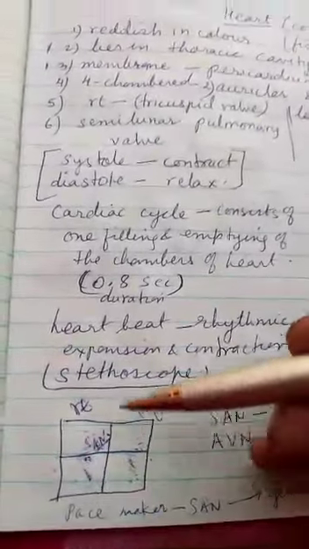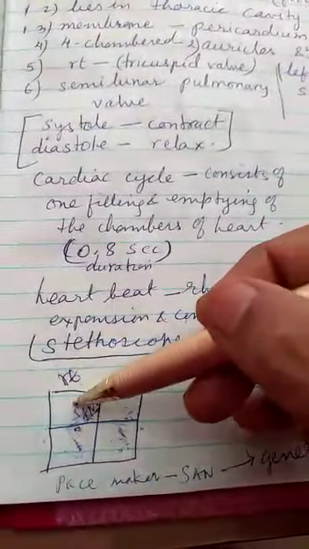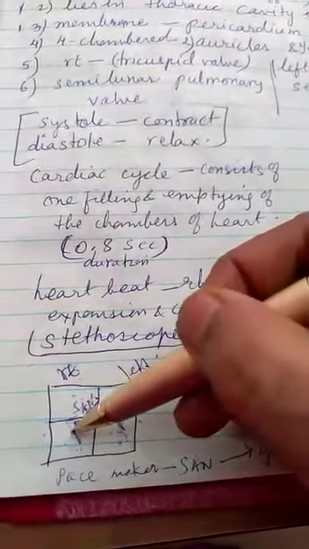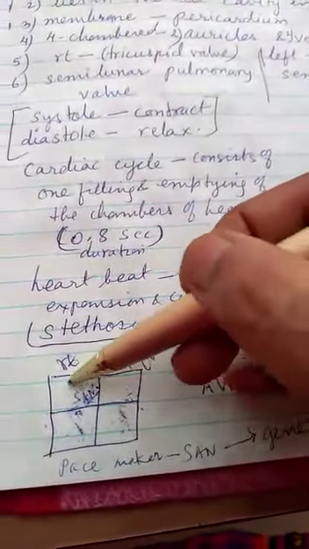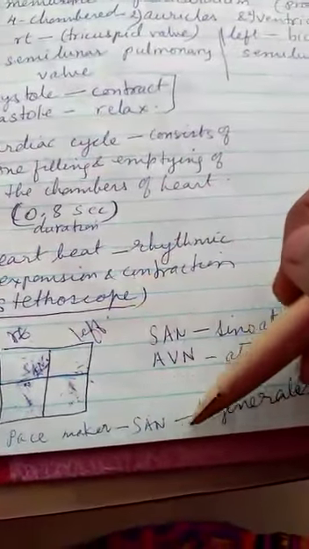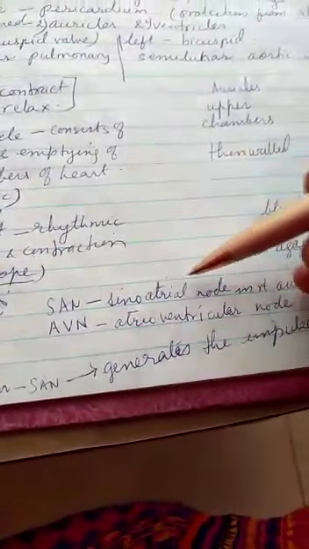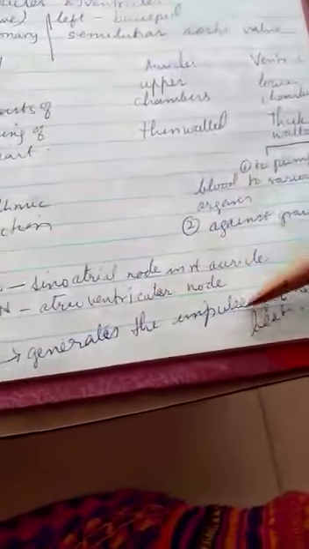See the simplified structure of the heart. These are the right auricle, left auricle, right ventricle, left ventricle. Here the SAN is present. This is known as the pacemaker. SAN is the sinoatrial node. It generates the impulse for the heartbeat.